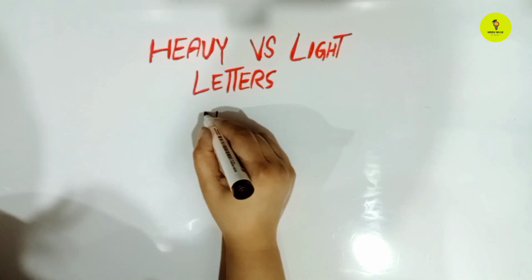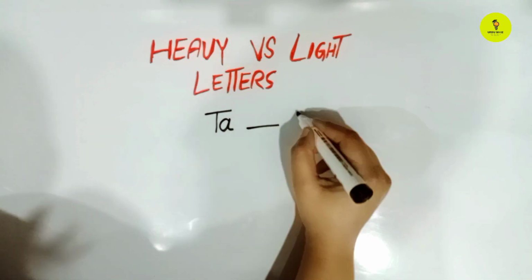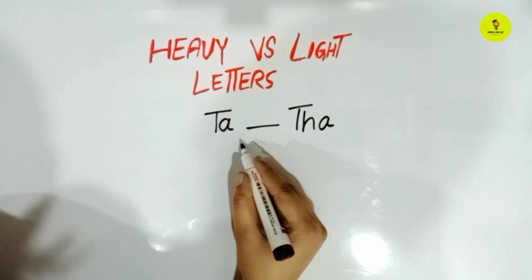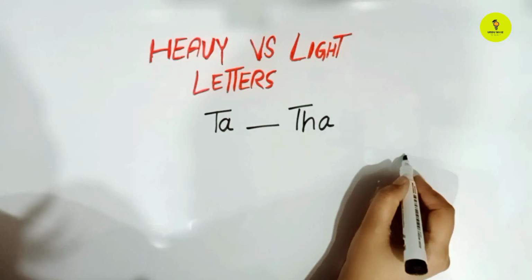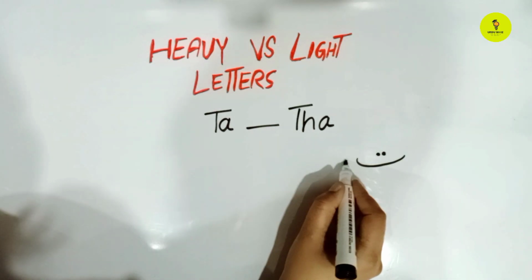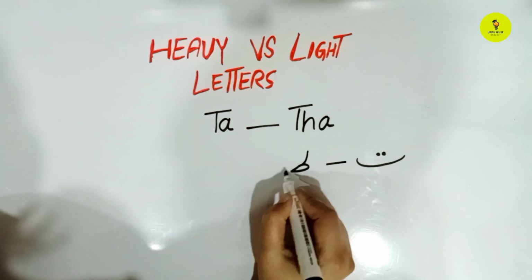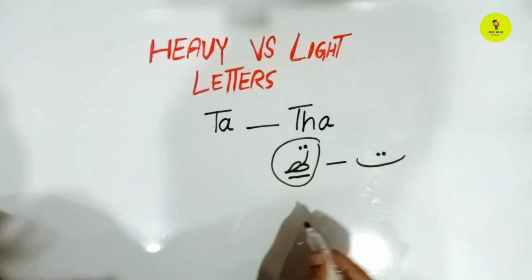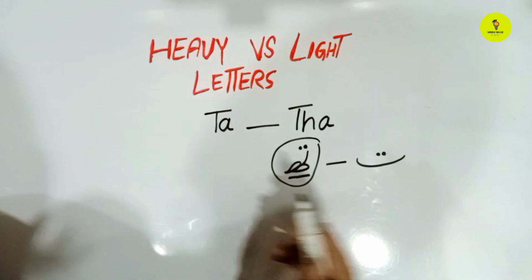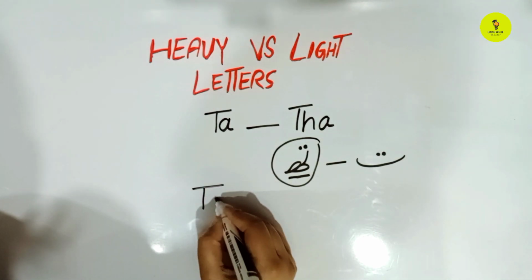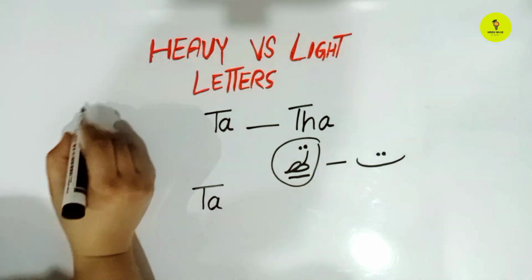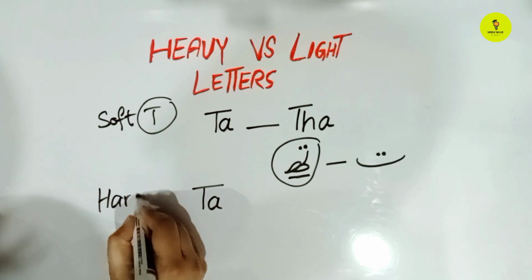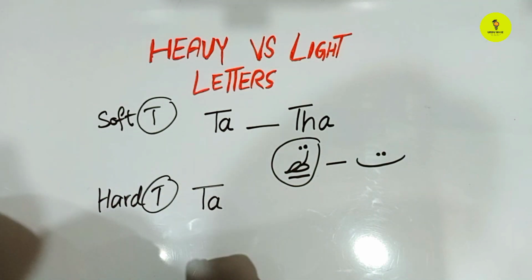We'll write again ta and ta sound. This is the soft T sound. Ta and its heavy sound is tha. This is the heavy sound or aspirated sound. So here is the hard T sound. I will write here. This is the soft T sound and this is the hard T sound.